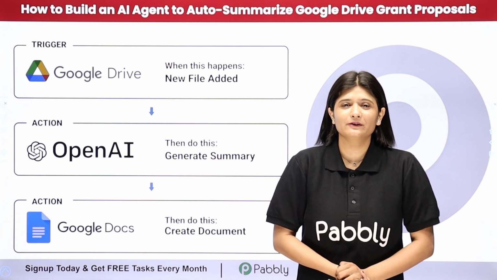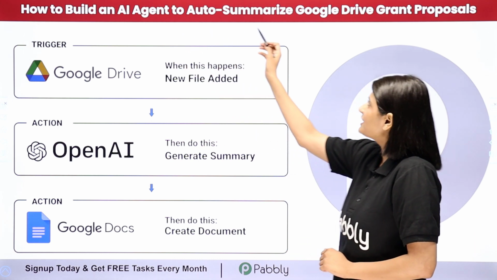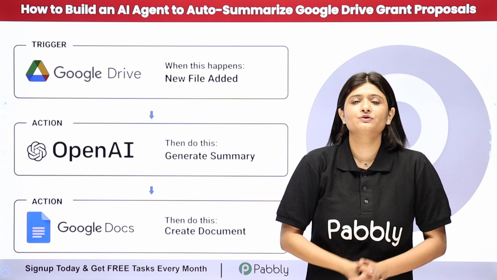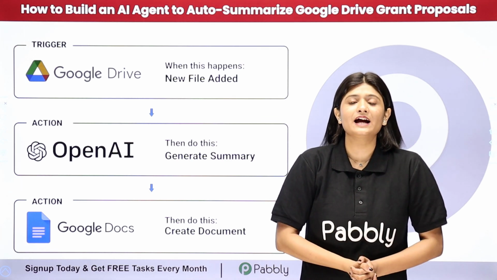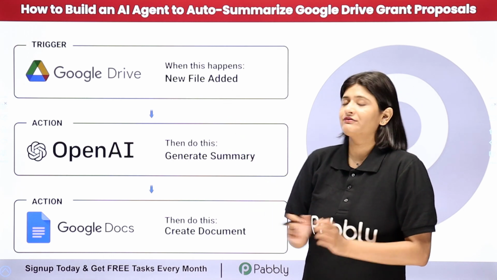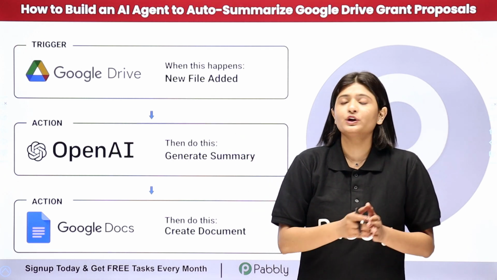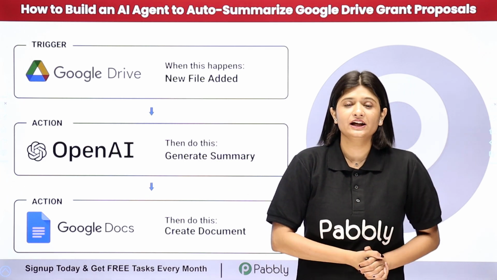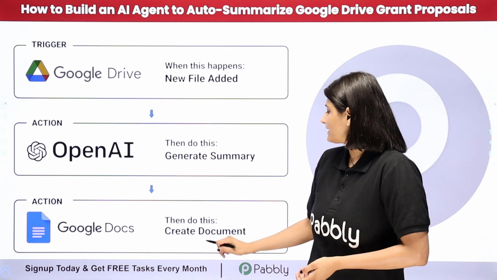In this video, we are going to learn how to build an AI agent to auto-summarize Google Drive grant proposals. So let's suppose I'm running a non-profit organization and I'm receiving many grant proposals. I'm uploading that to my Google Drive, and now I want that whenever I upload a new file, the summary should be automatically generated with the help of AI agent and a Google Doc should be automatically created.